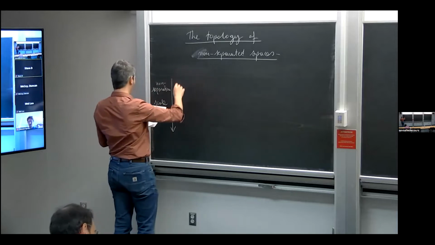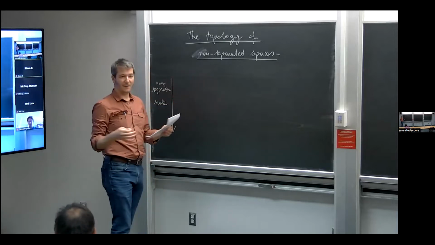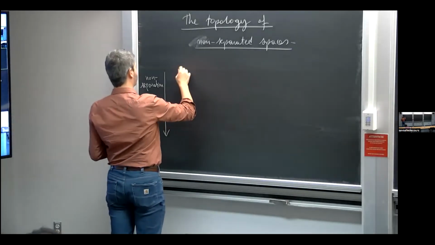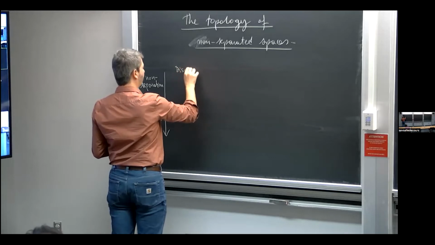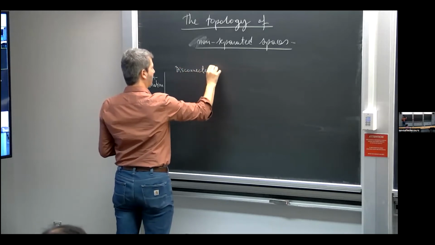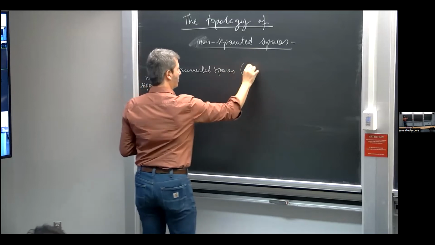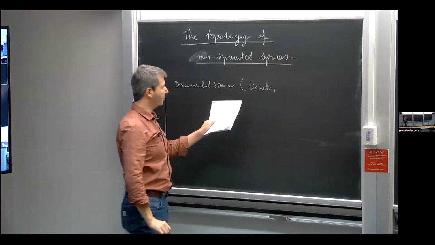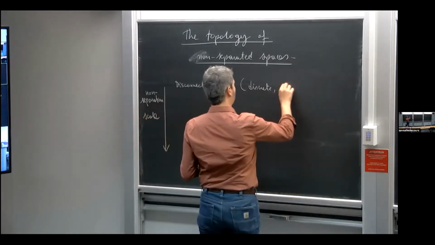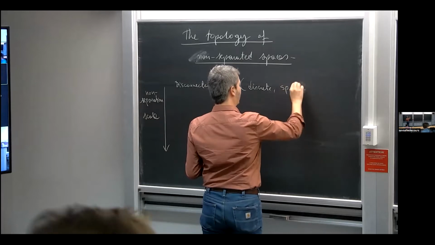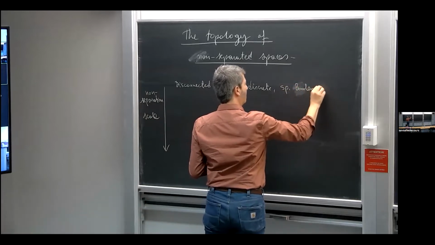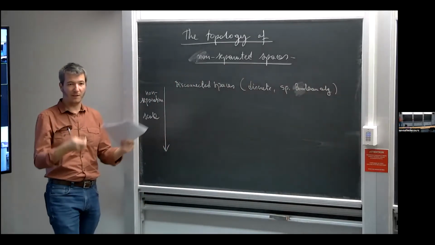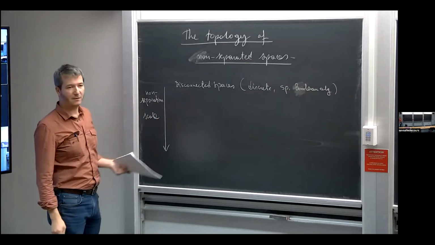So at the top of the scale, there's going to be the most separated spaces that we can think of, which are essentially discrete spaces. I'm going to call them disconnected spaces. Not only do I want discrete spaces, but I want something like spectra of Boolean algebras. Kind of thing. So it's basically a bunch of points put together, like the Cantor set is going to be there.